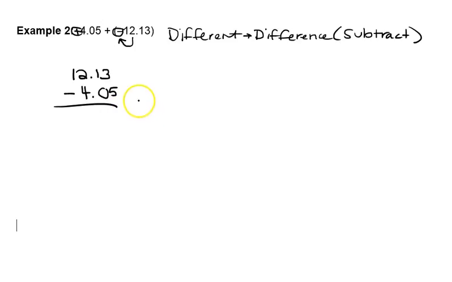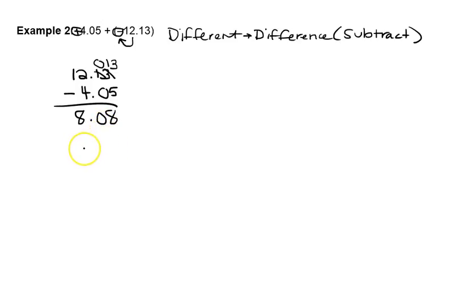Then, because the signs are different, I'm going to find the difference. I cannot take 5 away from 3, so I have to borrow a tens from the 1. So this becomes 13, and then the 1 becomes a 0. 13 minus 5 is 8, 0 minus 0 is 0, and 12 minus 4 is 8. And I put my decimal lining it up with the other decimals.